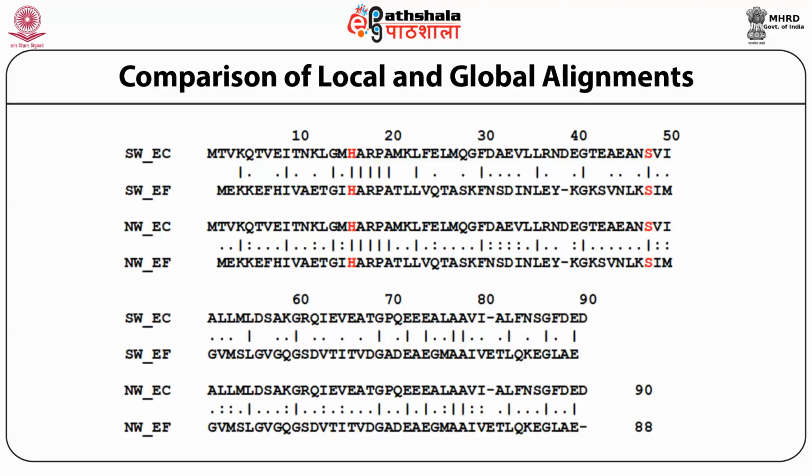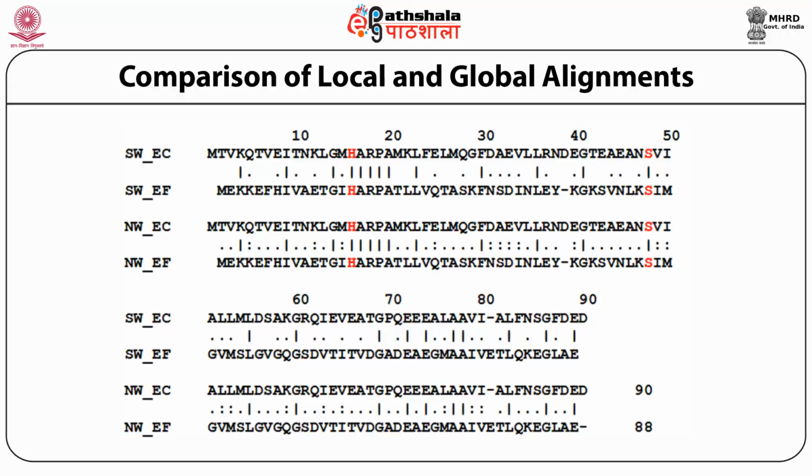Subsequently, local alignment of S-search was compared with global alignment using EMBOSS Needle with parameters BLOSUM62, open gap 10, extend gap 1. The sequences in local alignment are labeled SW_EC for HPR sequence from E. coli and SW_EF for HPR sequence from E. faecalis. The global alignment is labeled with NW_EC for HPR sequence from E. coli and NW_EF for HPR sequence from E. faecalis.